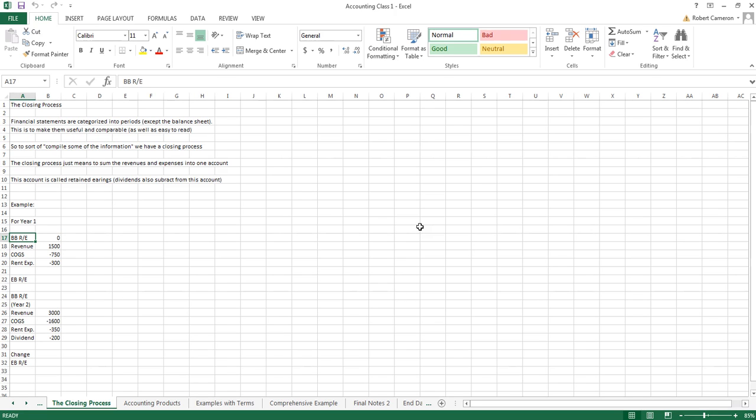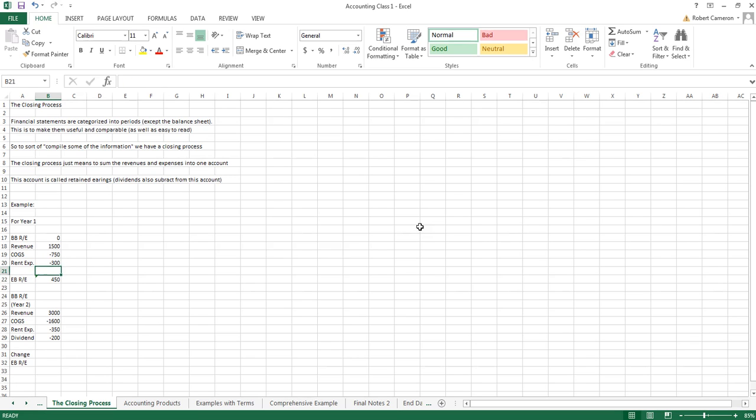So, if we started a company in year one, we had a beginning balance of retained earnings of zero, which makes sense. We haven't had any revenues or expenses. And then in that year, we had $1,500 in revenue, cost of goods sold was $750, and rent expense was $300. Well, then our retained earnings at the end of the year would be $450.